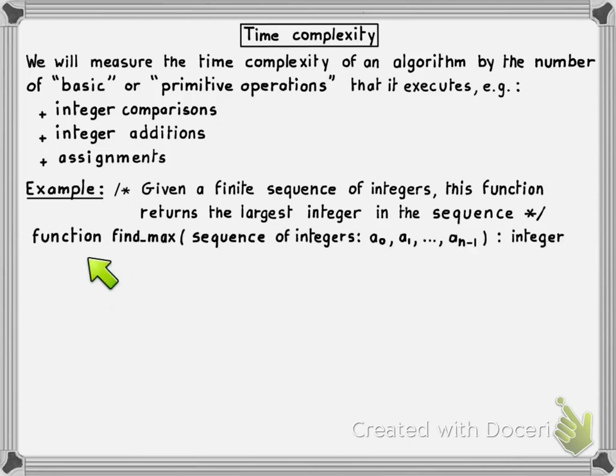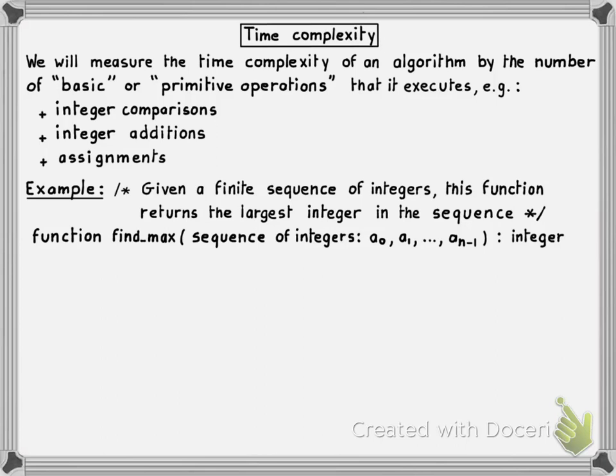Remember, we use the function keyword to indicate that the algorithm returns a value. Then comes the name of the algorithm, the list of parameters or inputs. In this case, there is a single input, the sequence of integers a sub 0 to a sub n minus 1, so the size of the input is n. And then comes the type of the return value, here an integer, since it's one of the elements in the sequence, the largest one.